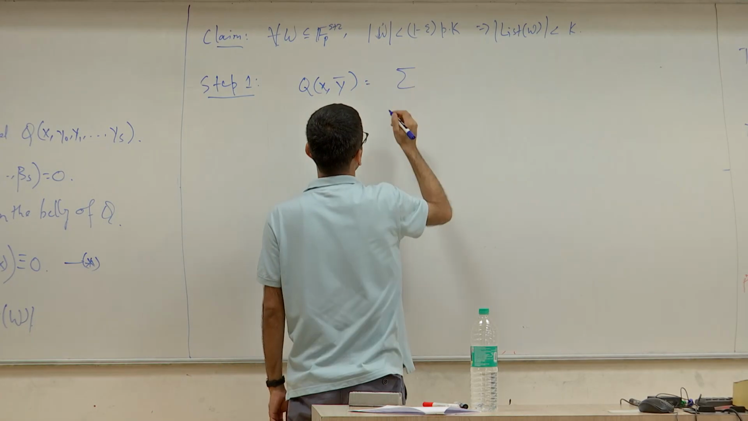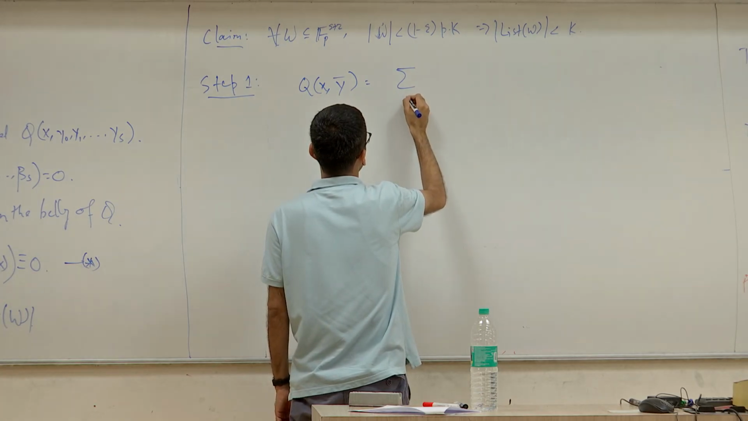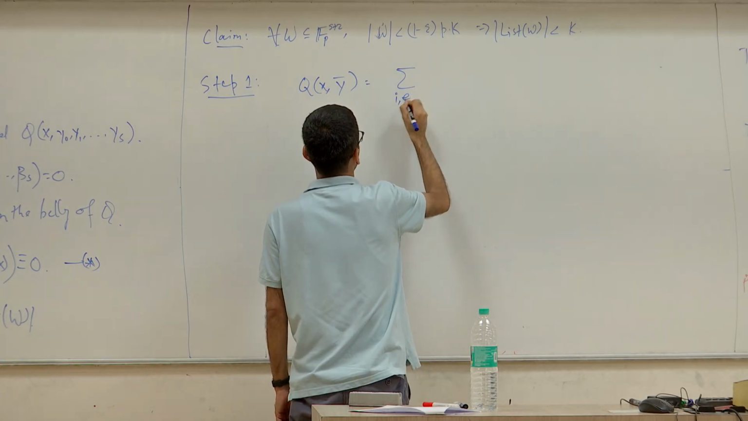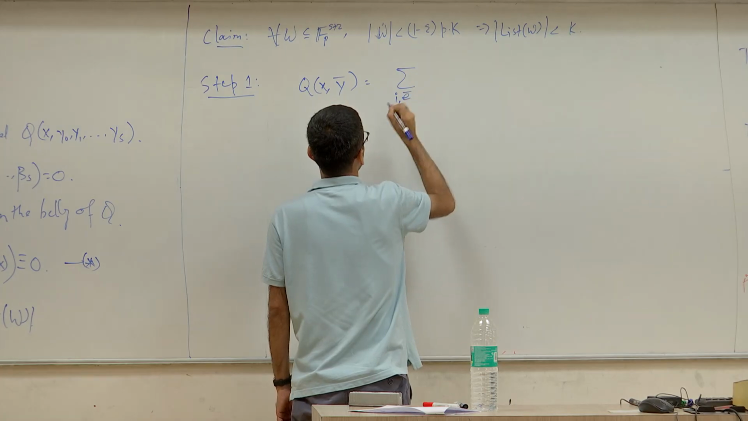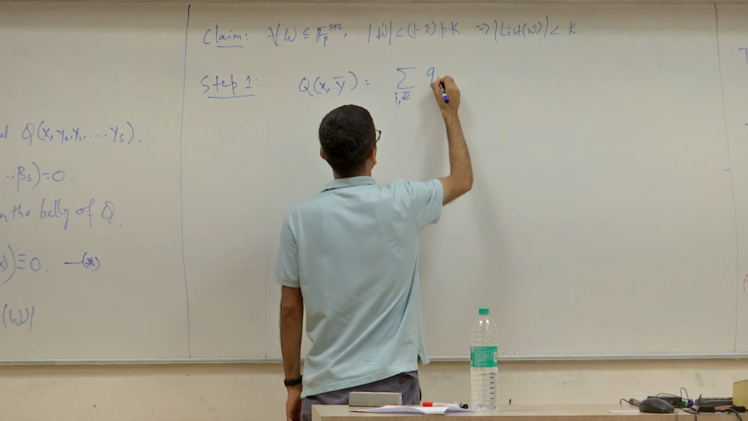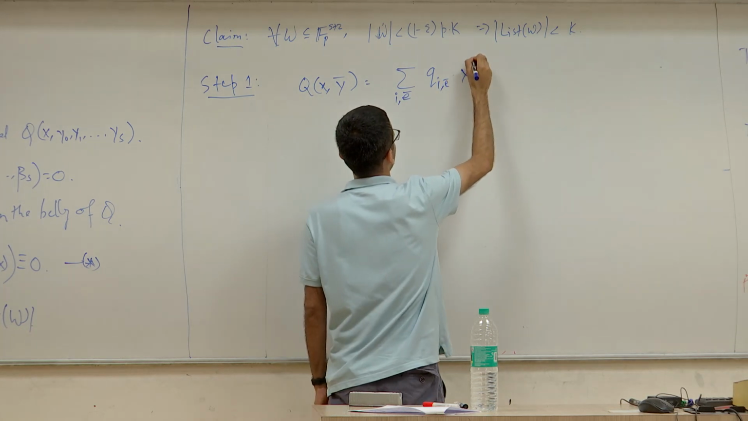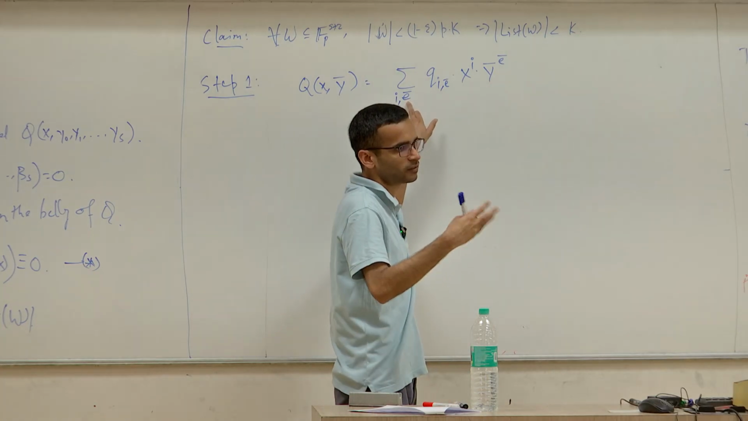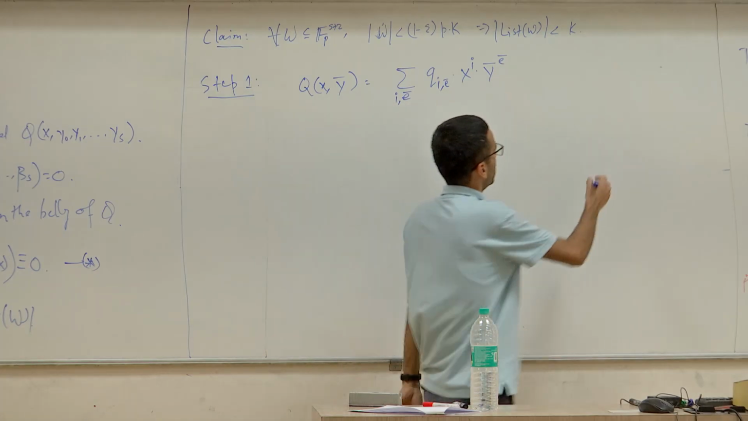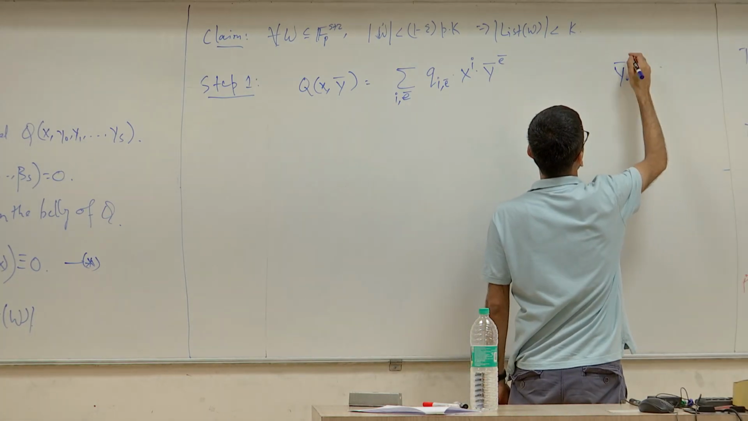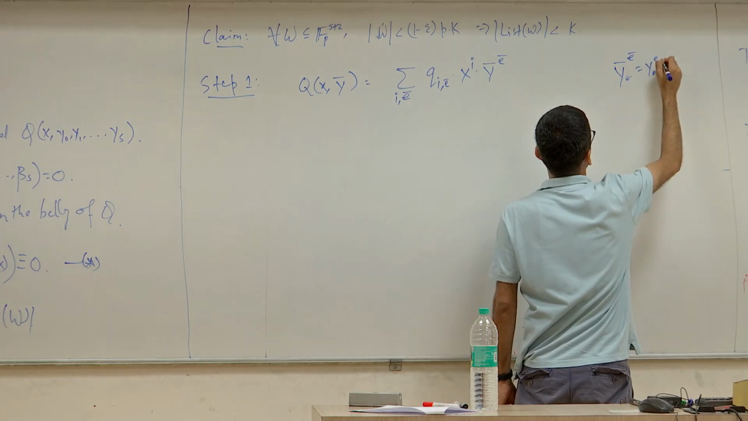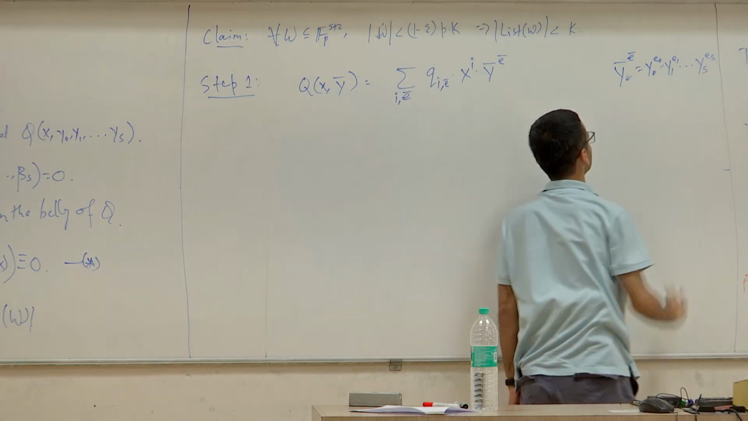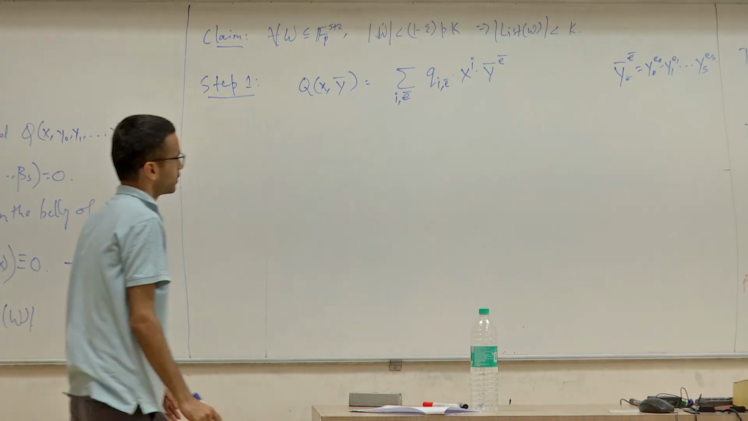It has some monomials. So it's of the form sum over some i comma e, Q sub i comma e times x to the i times y bar to the e bar. Here e is e0, e1 up to es, and y bar to the e bar is y0 to the e0, y1 to the e1, up to ys to the es. I'm writing it slightly succinctly.